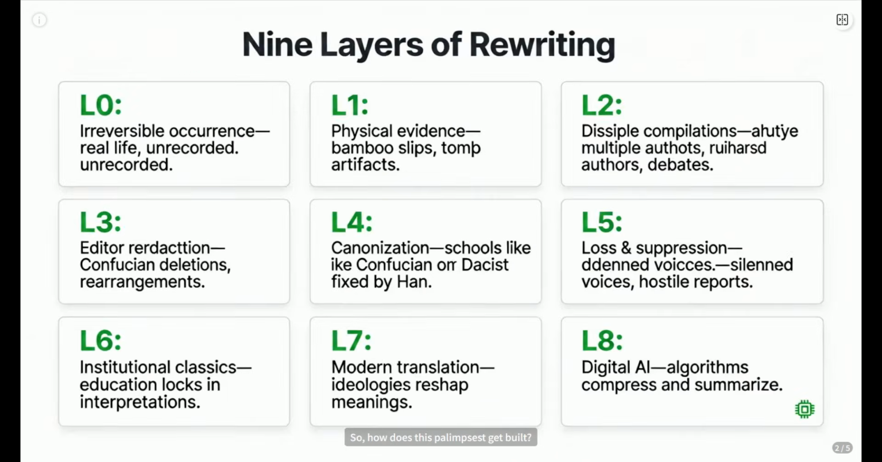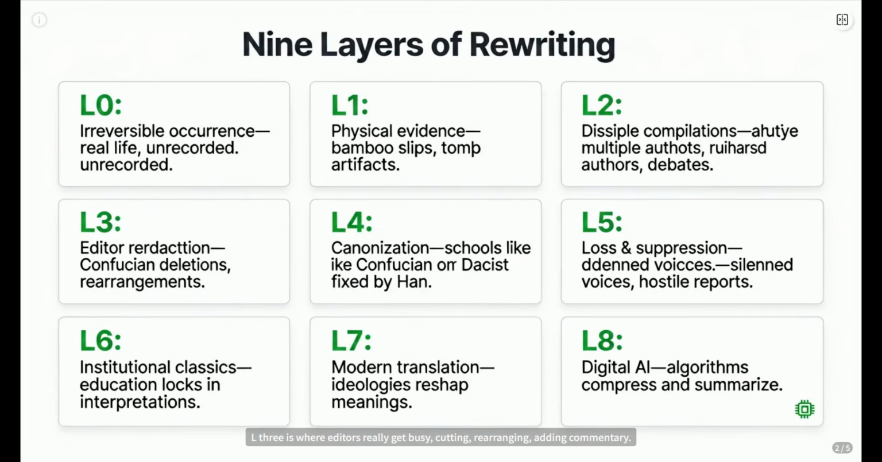So how does this palimpsest get built? We've got 9 distinct layers from the ground up. L0 is the raw stuff: actual conversations, actions, feelings, people who never got written down. Then L1, physical stuff: bamboo slips, tomb inscriptions. Next, L2, disciples and followers start compiling, often creating composite works.